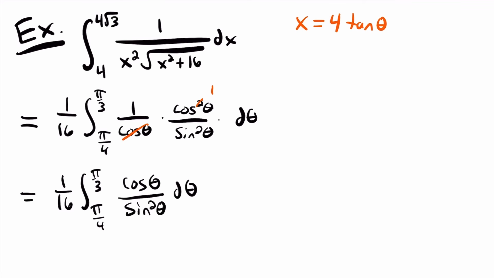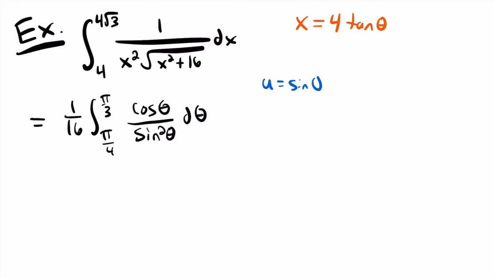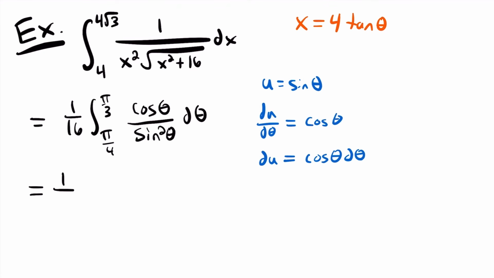And so if I clean up my work again, I'm going to let u equal sine theta, which means that the derivative du d theta will be equal to cosine theta, that's the derivative of sine, and then multiplying both sides by d theta will give us that du is equal to cosine theta d theta. And now we can replace sine squared theta with u, and so this will be u squared, and then cosine theta d theta will be replaced with du. And so this will be equal to 1 divided by 16 times the integral from theta is equal to pi divided by 4 to theta is equal to pi divided by 3 of 1 divided by u squared times du.